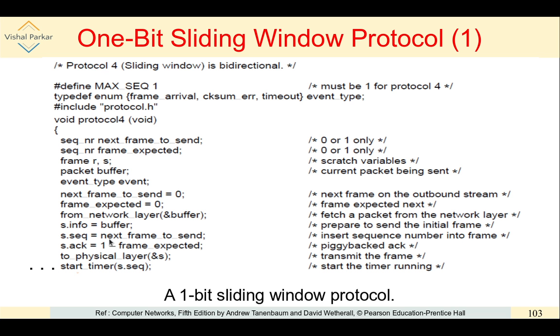If frame expected was 0, it is 1 minus 0, that means 1. If frame expected is now 1, it is 1 minus 1, that means 0. So acknowledgement will always toggle between 1 and 0. Similarly, the next frame to send will also be toggling between 1 and 0. So once the frame is ready, it will be then delivered to the physical layer, and a timer for that frame for the corresponding sequence number will be started.